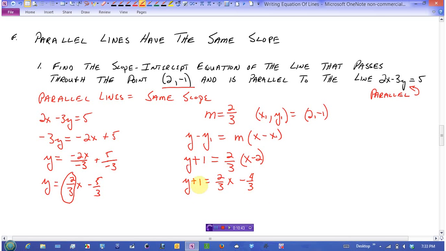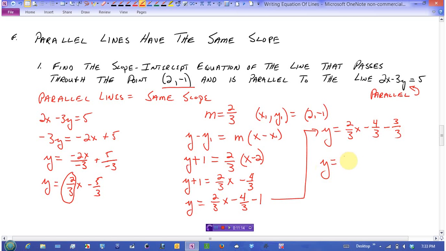And now I need to move this 1 over to the other side, so I would have y is equal to 2/3 x minus 4/3 minus 1. Let's go ahead and simplify this further. So that would be y is equal to 2/3 x minus 4/3, and we need to find a common denominator for the 1. So that'd be 3/3. So my final equation is y is equal to 2/3 x minus 7/3.